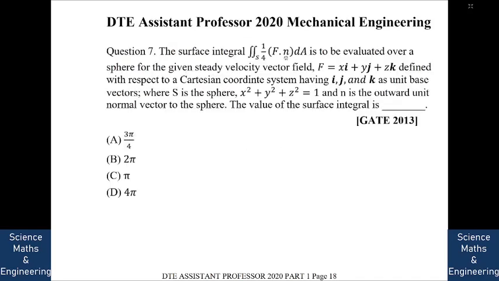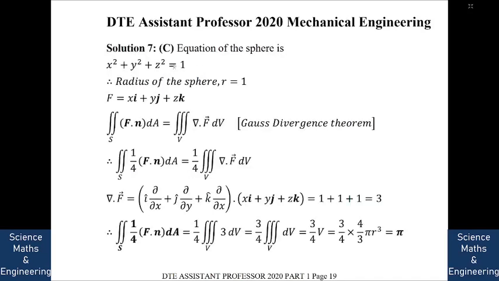Next, the surface integral equation is given and is to be evaluated over a sphere, okay, and the velocity vector field is given as f equal to xi plus yj plus zk, right? And the equation of the sphere is x square plus y square plus z square equal to 1. Now we need to find the value of this surface integral. So the equation of the sphere we know, so x square plus y square plus z square is equal to r square. So r is 1 from here.